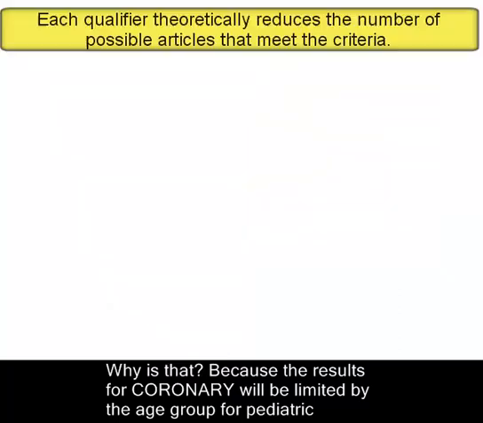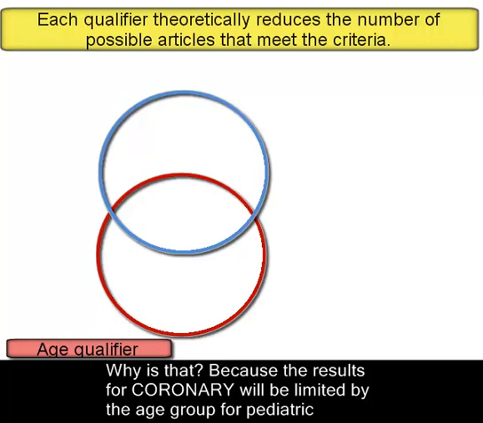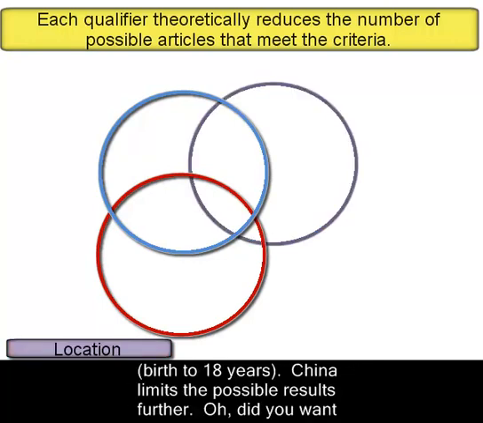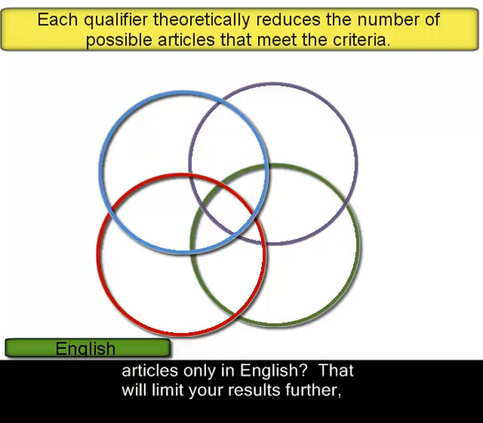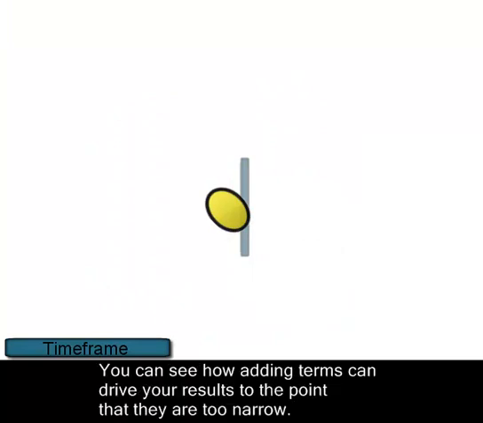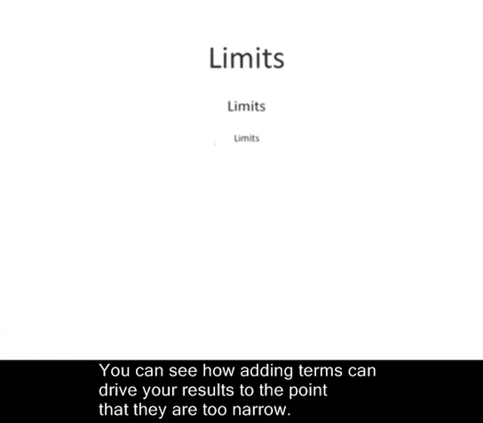Why is that? Because the results for coronary will be limited by the age factor for pediatric, birth to 18 years. China limits the possible results further. Oh, did you want articles only in English? That will limit your results further, as will the time frame for your search, say 2000 through 2014. You can see how adding terms can drive your results to the point that they are too narrow.